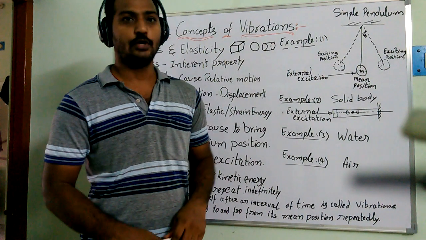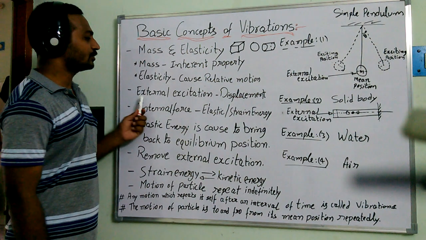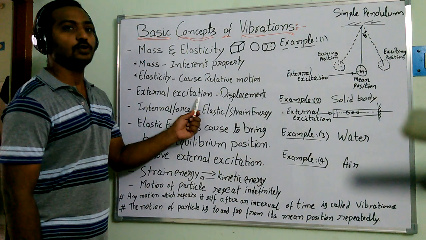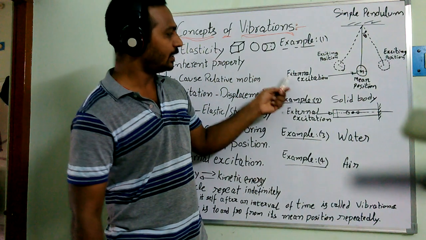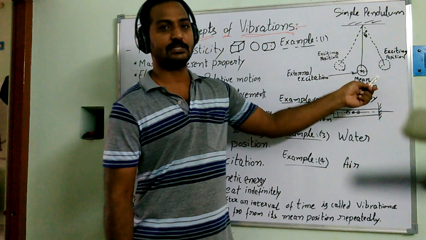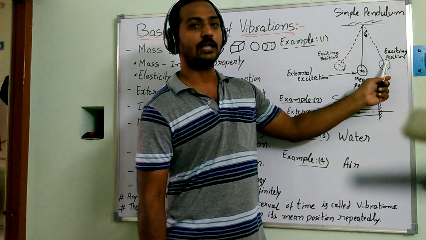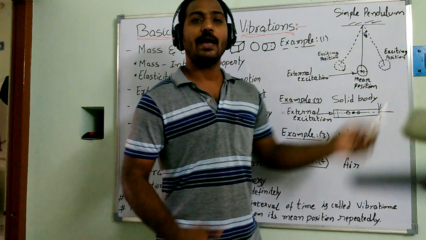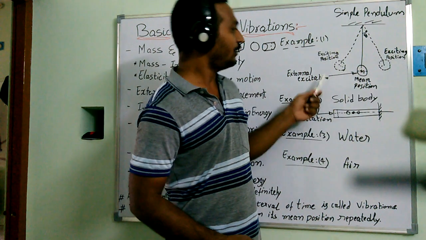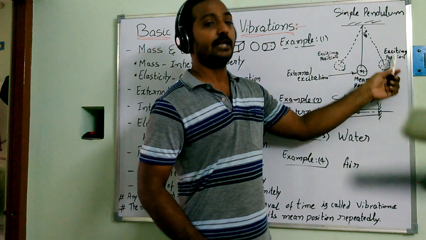Now, to understand the basic concepts of vibrations, I am going to use some external excitation. I have given the external excitation to this mass. Then the mass is going to reach another position, which I am going to call the exciting position. Why do I say exciting position? When we disturb it from the mean or equilibrium position, it reaches the next position.